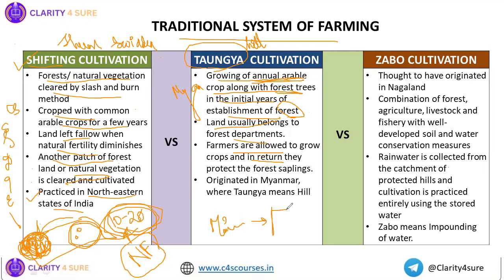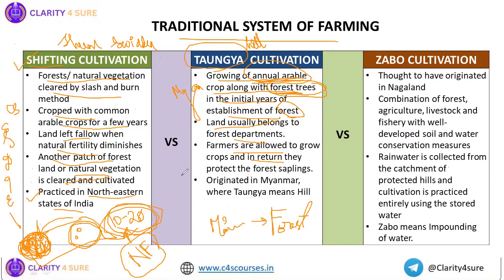Now, in this forest establishment, in the initial years, we know the trees take time to grow, isn't it? So in the initial years, the land will be given on lease or something to the farmers. The farmers will grow the annual edible crops along with the trees. They will care for these trees. So it is a win-win situation for both, right? So this is your Tonga system.